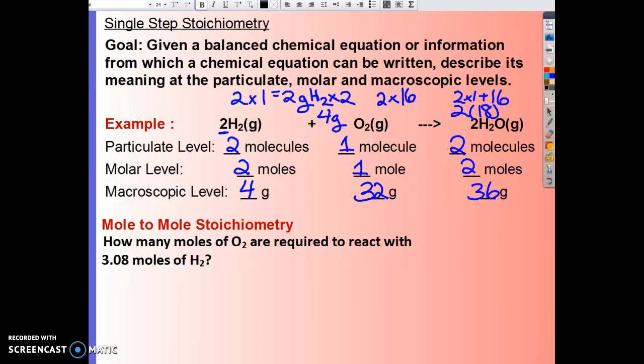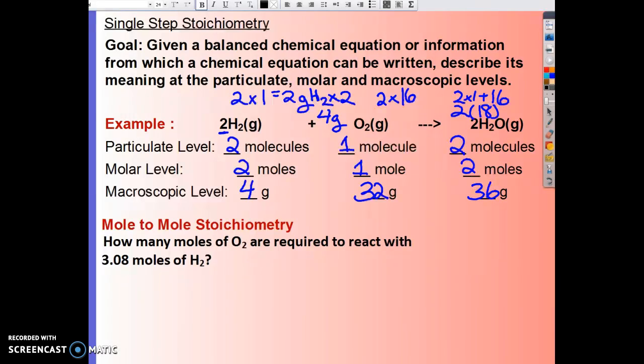So picking up where we left off, we're going to go through a couple of mole-to-mole problems, a mass-to-mass problem, and a molecules-to-molecules problem so that you can see how to use this table with this method to be able to calculate whatever it is your stoichiometry problem is asking you to do.